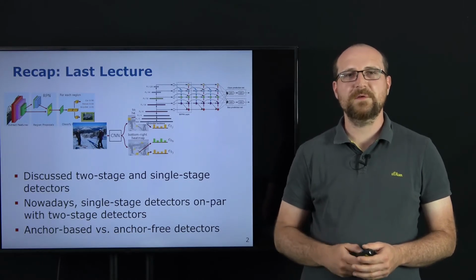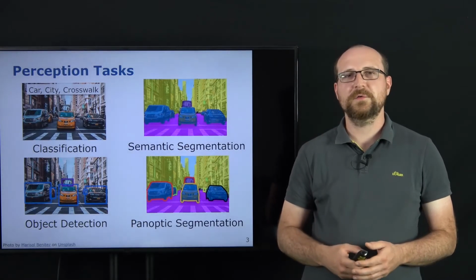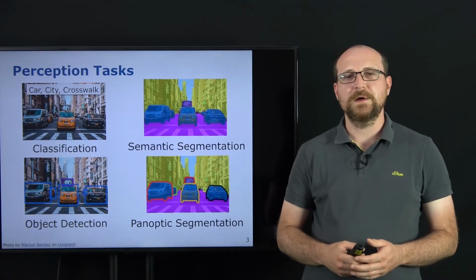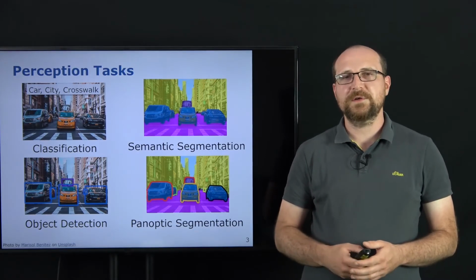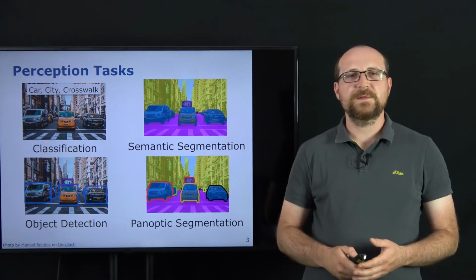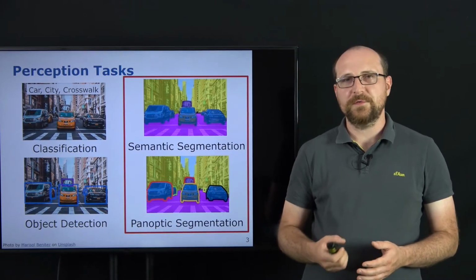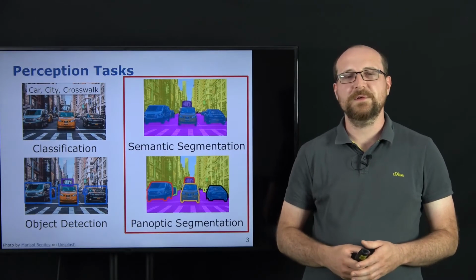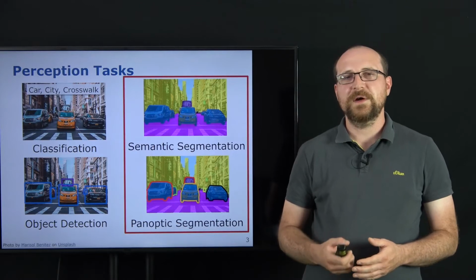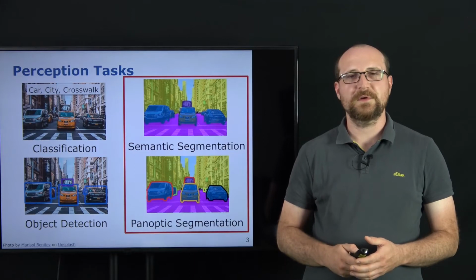But coming back to the perception tasks, until now we discussed how to use convolutional networks for classification, and in the last lecture we covered object detection, where the task was to localize objects. Now in this lecture we want to talk about the remaining main perception task that we're interested in, the so-called semantic segmentation, where we want to provide for each pixel of the image a semantic label, but also panoptic segmentation.